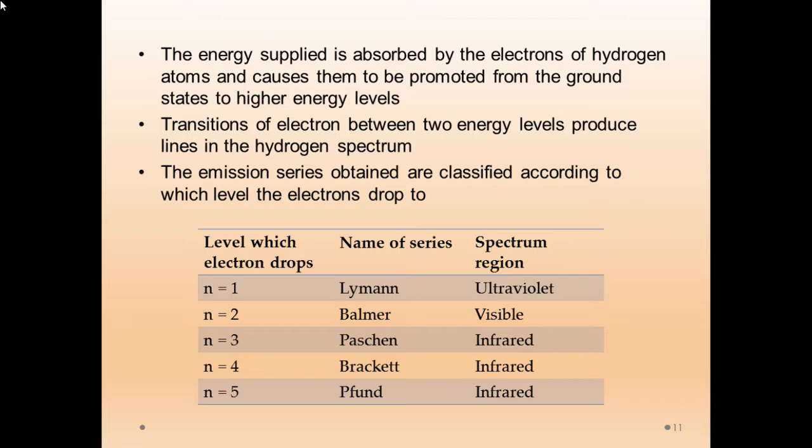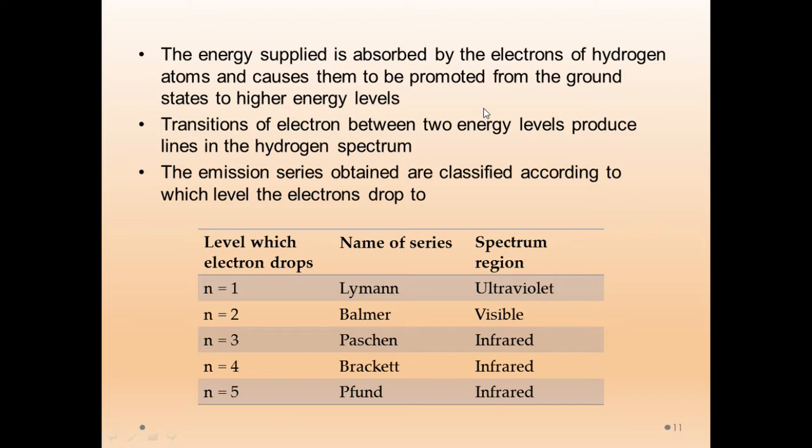When the electron jumps from the ground state to the excited state and jumps back to the ground state, it loses energy in the form of wavelength. This wavelength is what we will use to calculate the photon. So when it comes back from the excited state to the ground state, it releases a photon, energy, a light. Transitions of the electron between two energy levels produce a line in the hydrogen spectrum.